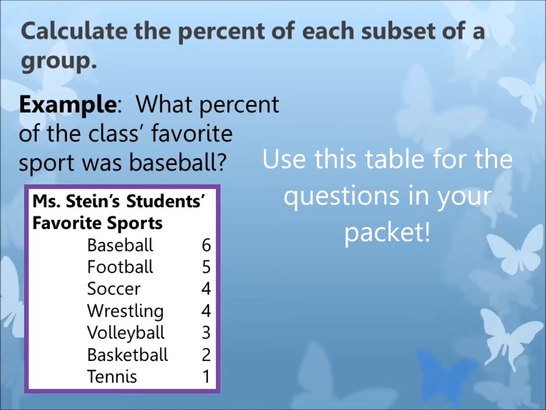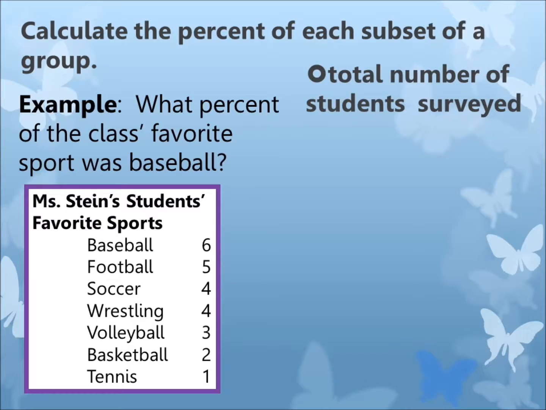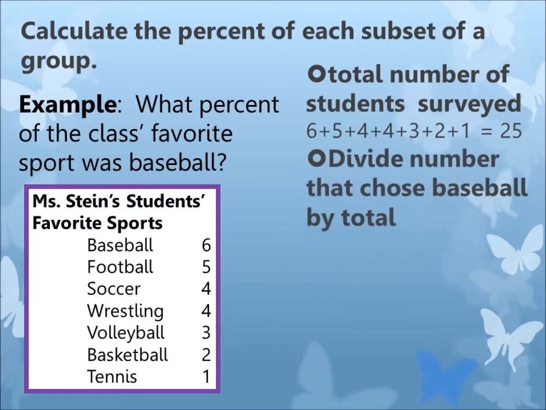Okay, last one. We want to be able to calculate the percent of each part of a group. We're just going to do one for an example. What part of my class's favorite sport is baseball? The very first thing you would do is add up all the students. So 6 plus 5 plus 4 plus 4 plus 3 plus 2 plus 1. That's 25 kids.